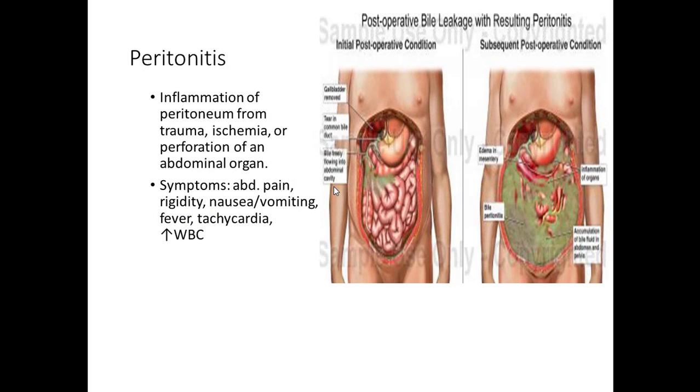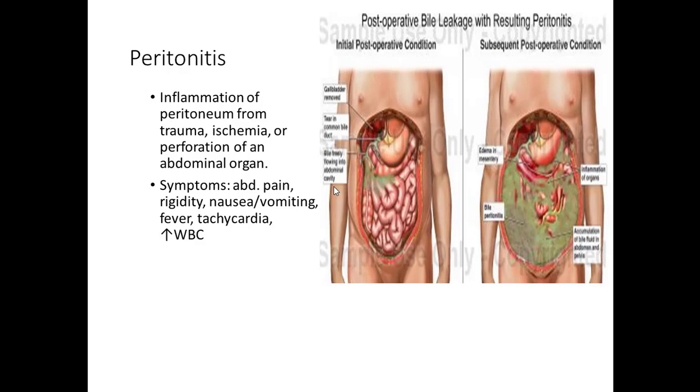Peritonitis is the infection or inflammation of the abdominal cavity. It can be of an organ, but generally if any type of bugs enter the abdominal cavity, it can actually cause lots and lots of issues. It's the peritoneum, the surrounding part of the abdominal cavity.